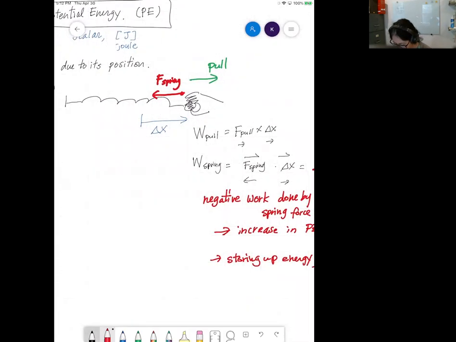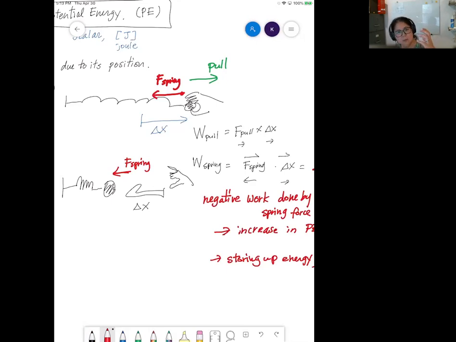Because once you let go, this one is going to shrink. It will move back, delta x. Due to the spring force, the spring force is going to bring this ball back. So then it will do the positive work. Does that make sense?